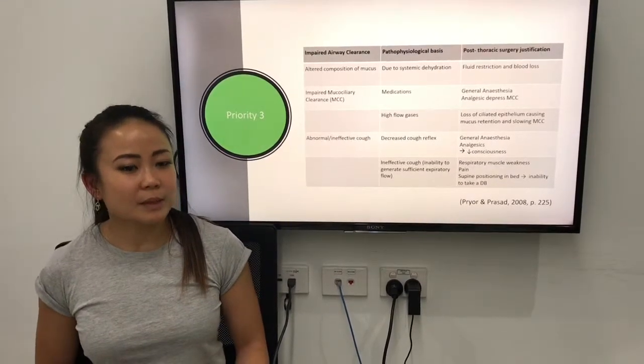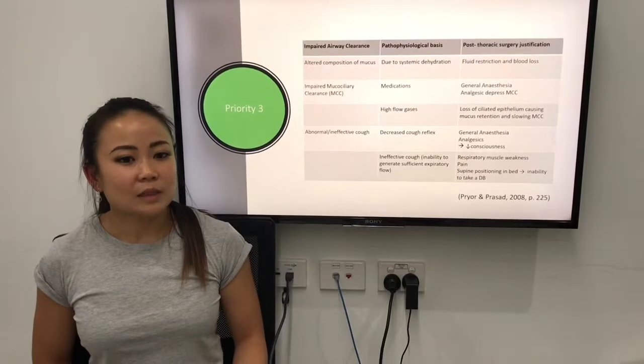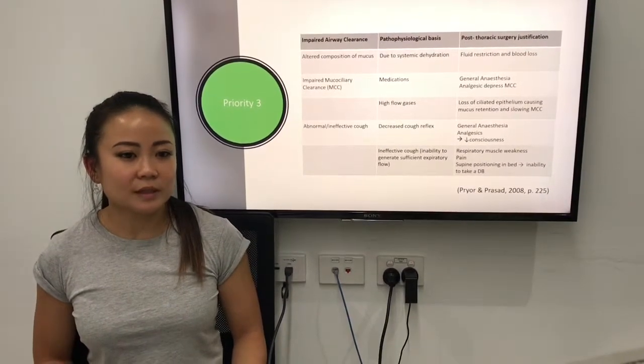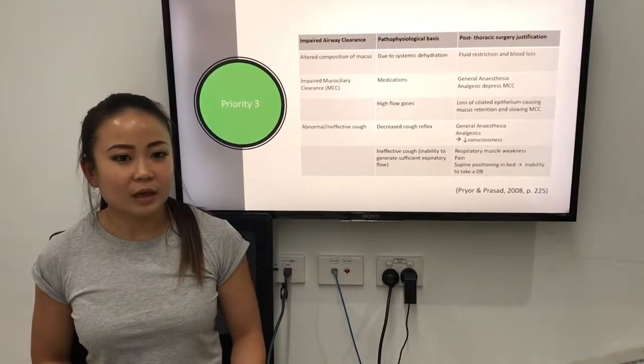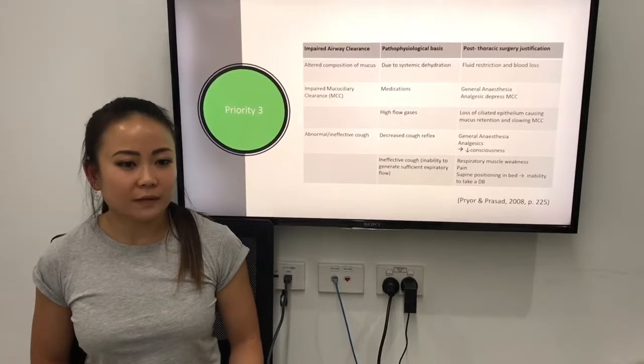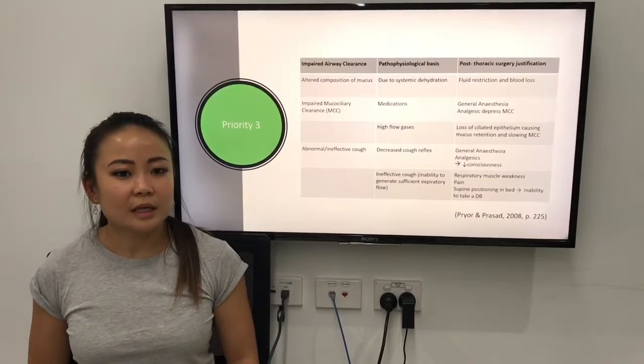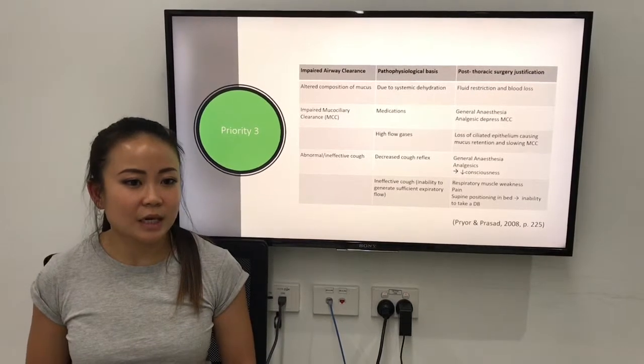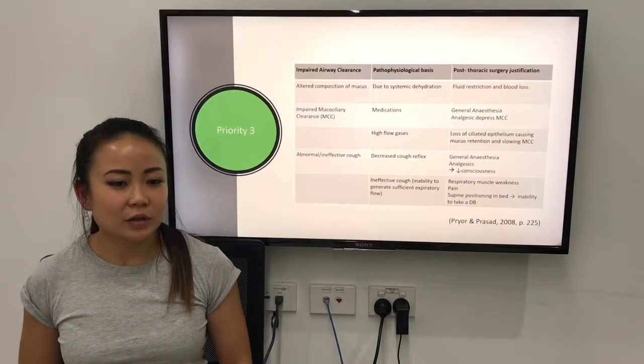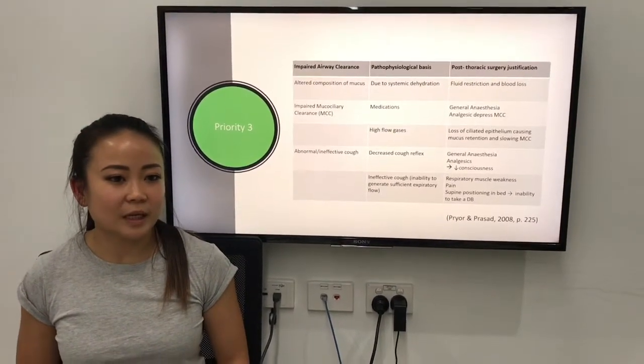The next problem is impaired airway clearance, which is caused by altered composition of mucus, impaired mucociliary clearance, and abnormal or ineffective coughs post-surgery. These factors are influenced by systemic dehydration, medications associated with surgery, and affected cough mechanisms respectively.